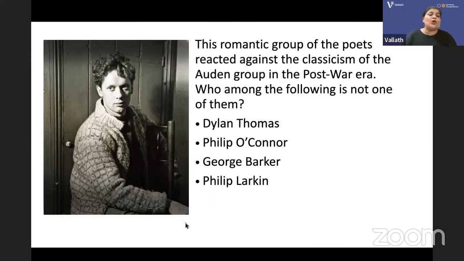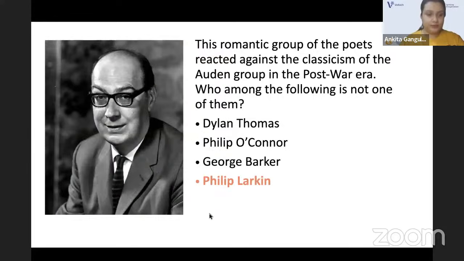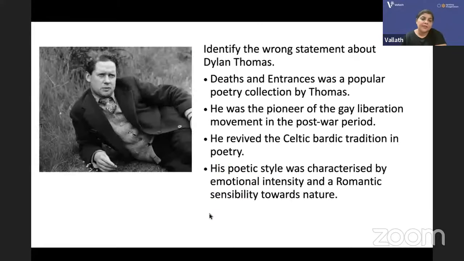I know they were called neo-romantics. And they were also called the New Apocalypse Movement. Ankita, who was not a part of the New Apocalypse Movement? I think it was Philip Larkin who was not a part of that group. Philip Larkin was a Movement poet. Movement poets came to prominence in the 1950s. That's right. This is Philip Larkin. Philip Larkin was not romantic at all. He had a classical style.